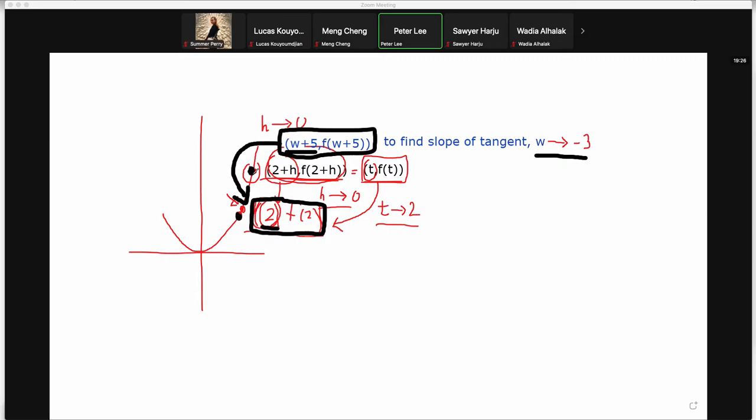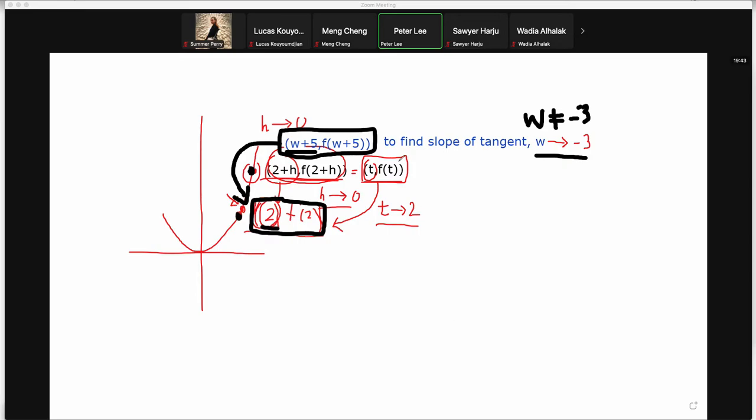In order to find the slope, we must have 2 different points. So in this case, the tricky part is w is not equal to negative 3, but we have to let this w approach negative 3. So that's the whole idea.